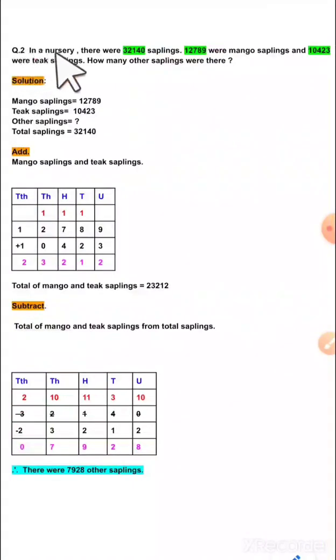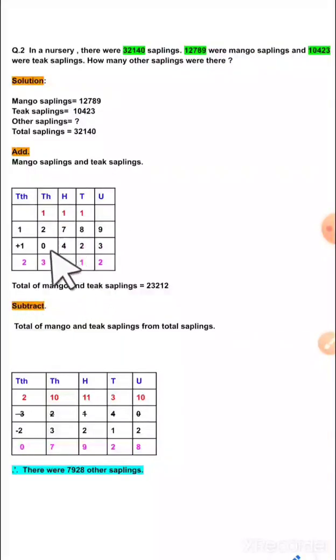Question number 2. In a nursery, there were 32,140 saplings. 12,789 were mango saplings and 10,423 were teak saplings. How many other saplings were there? See the solution. Mango saplings is given, teak saplings is given. We need to find out the other saplings. How many other saplings are there? And the total number of saplings is 32,140. First we will add mango saplings and teak saplings.